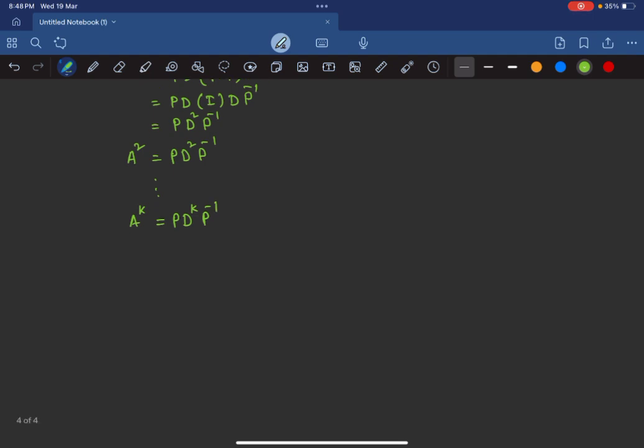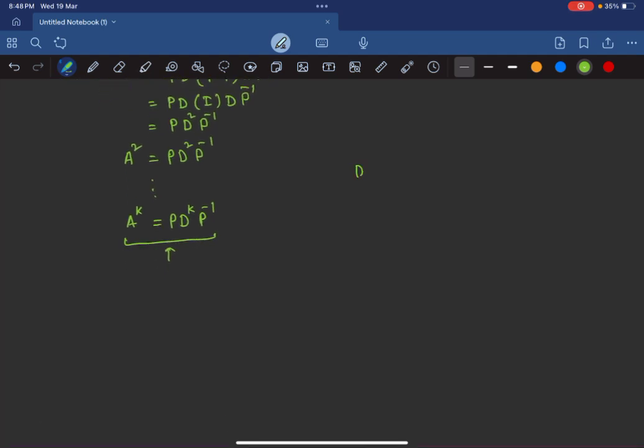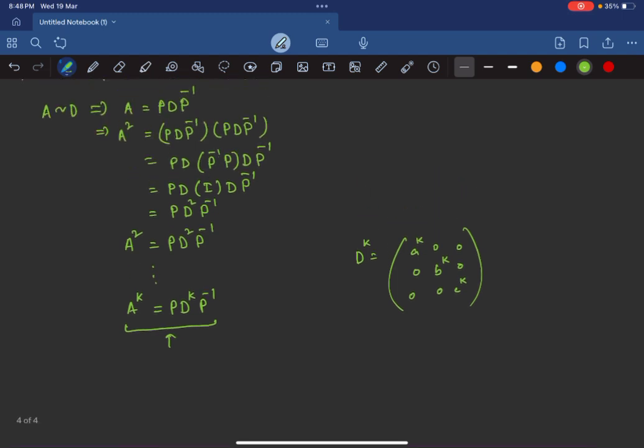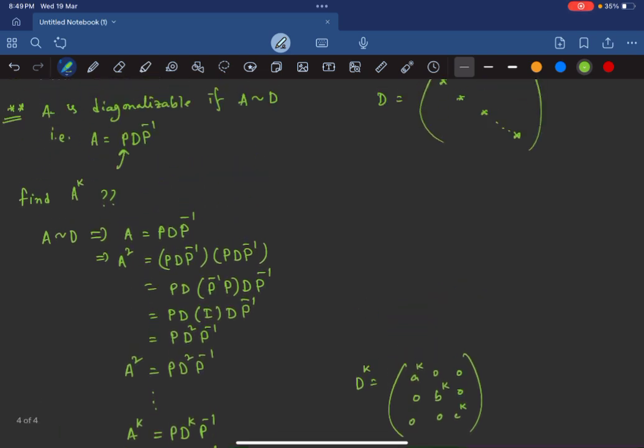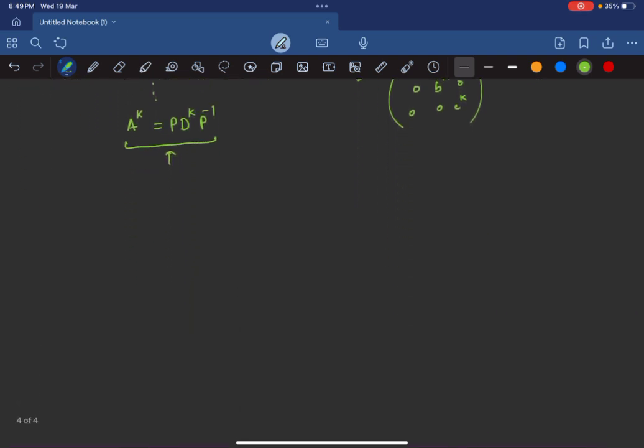Now see, the calculation is very simple here, because D power K is nothing special. If D has entries A, B, C and all the other entries are 0, then D power K means A power K, B power K and C power K. Quite easy. So likewise we can easily find A power K from this relation. That is one of the biggest advantages of having A as a diagonalizable matrix.